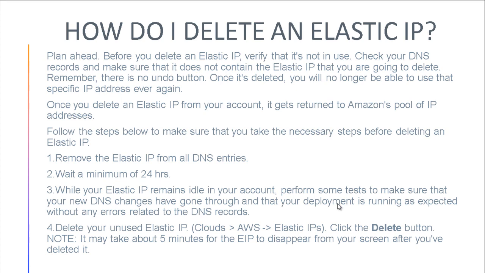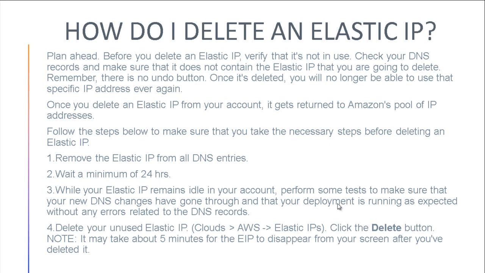Wait a minimum of 24 hours, because all the records were propagated previously, so that record will be depropagated. It takes some time, around 24 hours. While your Elastic IP address remains idle in your account, perform some tasks to make sure that your new DNS changes have gone through and that your deployment is running as expected without any errors related to the DNS records.